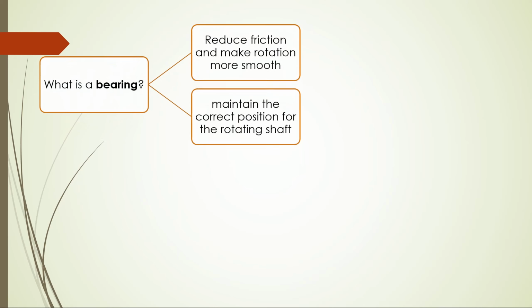Hi. Bearing is the most common element in any technology nowadays. From cars to skateboards to even power plants have bearings in them. But what is a bearing? A bearing is a machine element that will reduce the friction and make the rotation smooth.